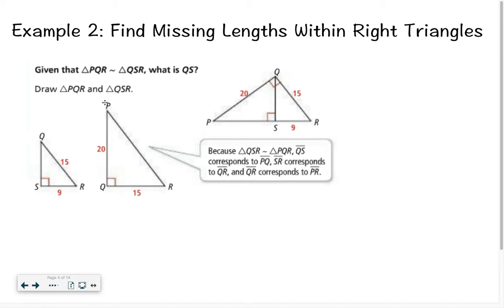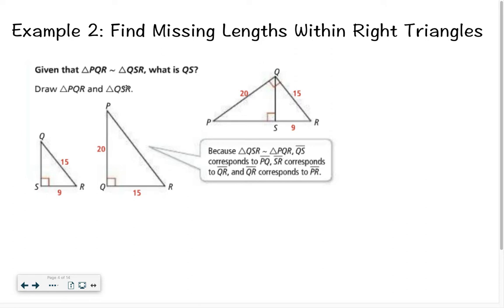I highly recommend when you are dealing with these problems, redraw them so you have two separate triangles, because once you do that, you guys tend to be a lot better at solving the problems. But if you look at it as one solid picture like you were started with, it's easy to mix up the corresponding sides.